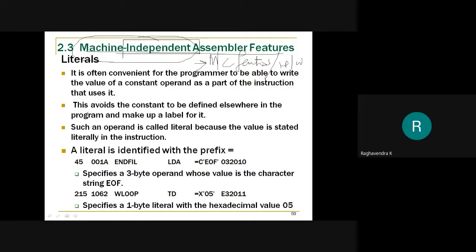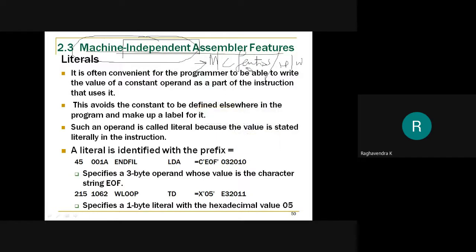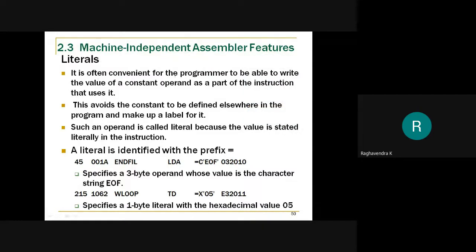These are something that would provide convenience for the programmer, right? It is often convenient for the programmer to be able to write things easily. So it is meant for causing convenience for the programmer. This is what the machine independent assembler features are.